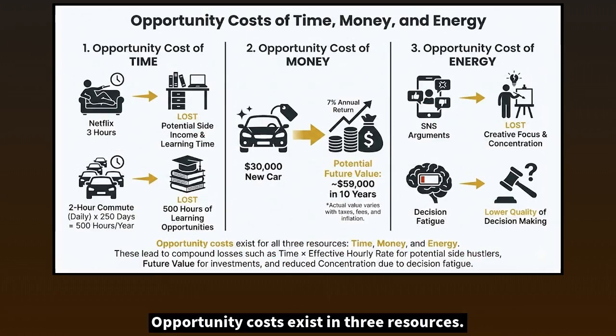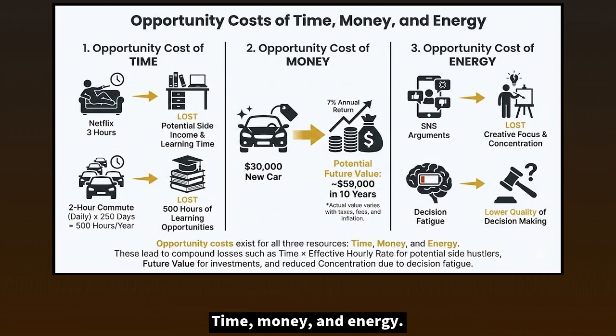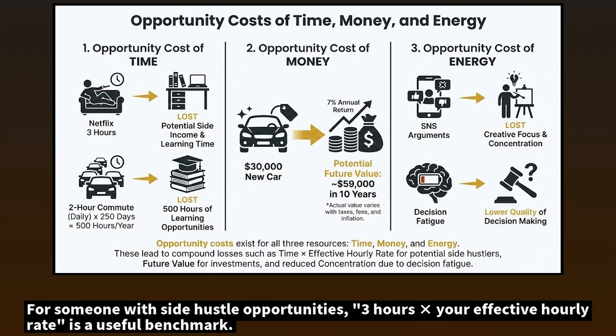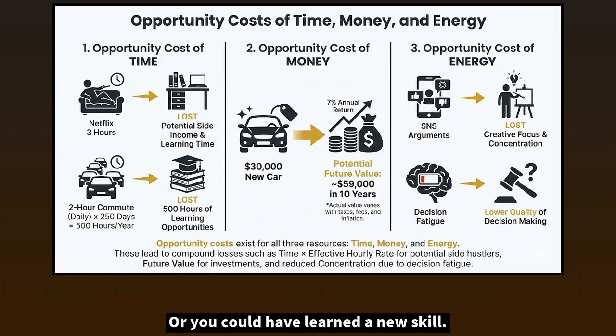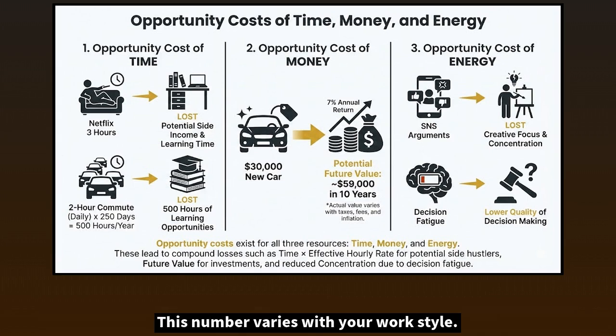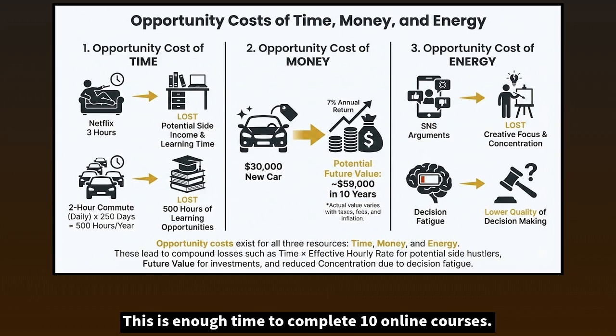Opportunity costs exist in 3 resources: time, money, and energy. First, the opportunity cost of time. You watch Netflix for 3 hours. Those 3 hours cost you the value of the next best alternative you could have actually taken during that time. For someone with side hustle opportunities, 3 hours times your effective hourly rate is a useful benchmark. Or you could have learned a new skill. A 2-hour daily commute for 250 days per year equals 2 times 250 equals 500 hours. This number varies with your work style. This is enough time to complete 10 online courses.